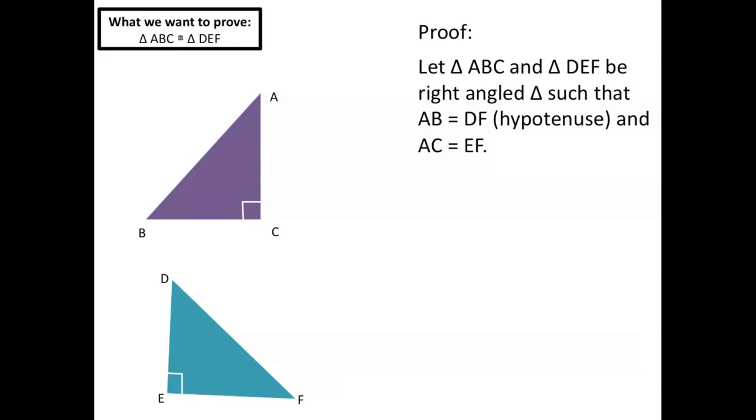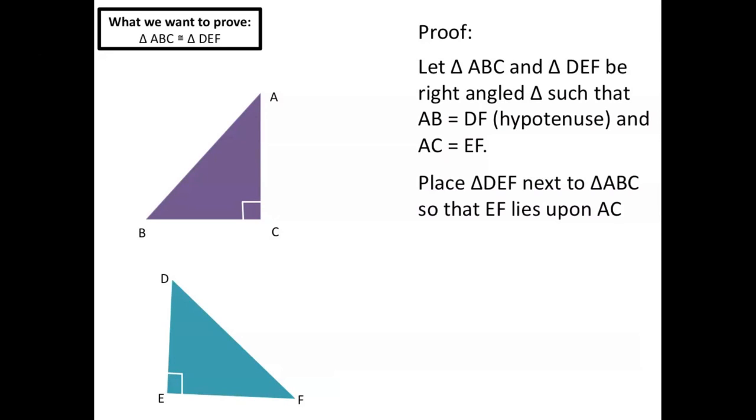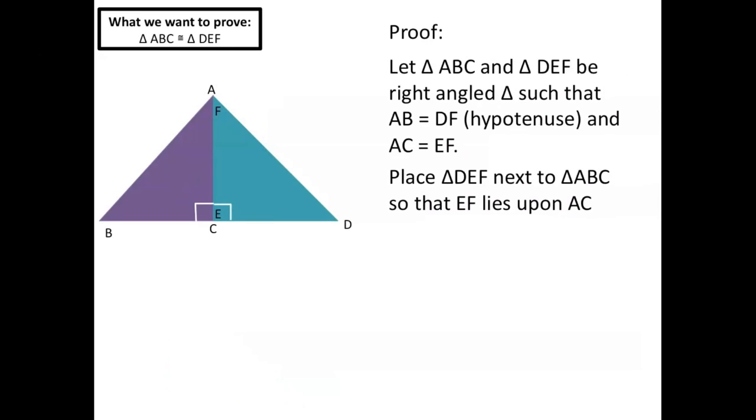So to conduct the proof, first we're going to move the triangle DEF next to triangle ABC so that the sides that we assume are equal, AC and EF, can lie upon one another. And once we do that, we get this situation. So because we know that AC and EF are equal, we see that they fit perfectly on top of one another. Plus, we know from before that the hypotenuses of both the right angle triangles are equal.